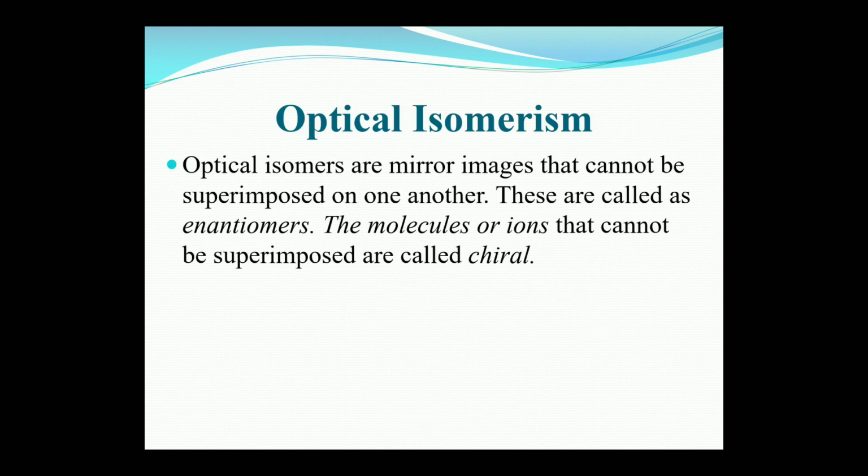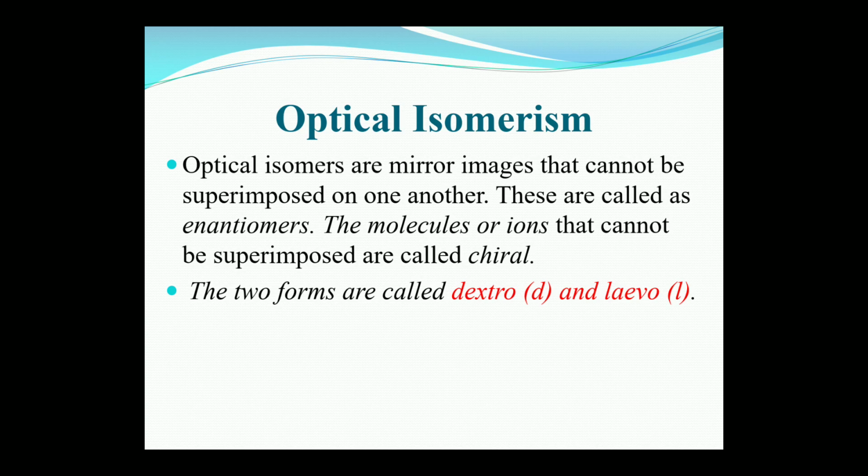So now what is optical isomerism? This is the last slide for today's video. I will upload more videos on this topic of coordination compounds. So let me read out. The optical isomers are mirror images that cannot be superimposed on one another, and these are called enantiomers. The molecules or ions that cannot be superimposed are called chiral molecules.